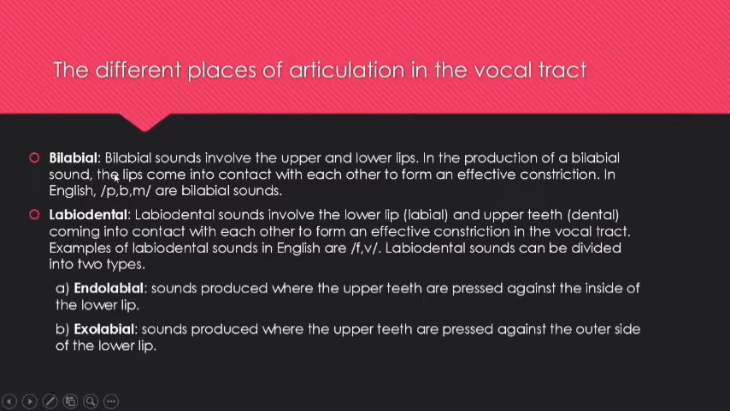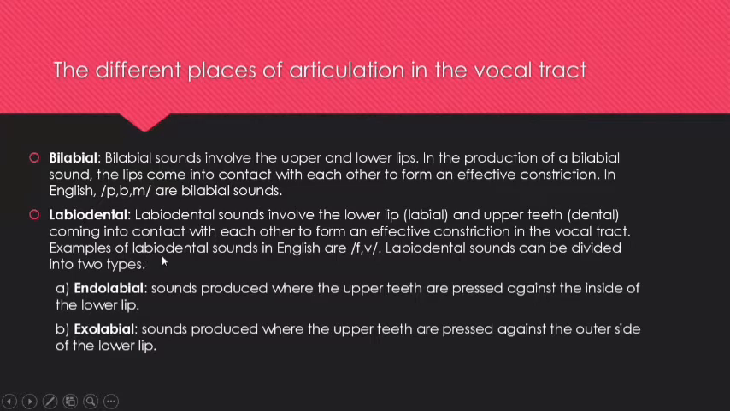1. Bilabial. Bilabial sounds involve the upper and lower lips. In the production of bilabial sounds, the lips come into contact with each other to form an effective constriction. In English, M are bilabial sounds. 2. Labiodental. Labiodental sounds involve the lower lip, labial, and upper teeth, dental, coming into contact with each other to form an effective constriction in the vocal tract. Examples of labiodental sounds in English are F, V.